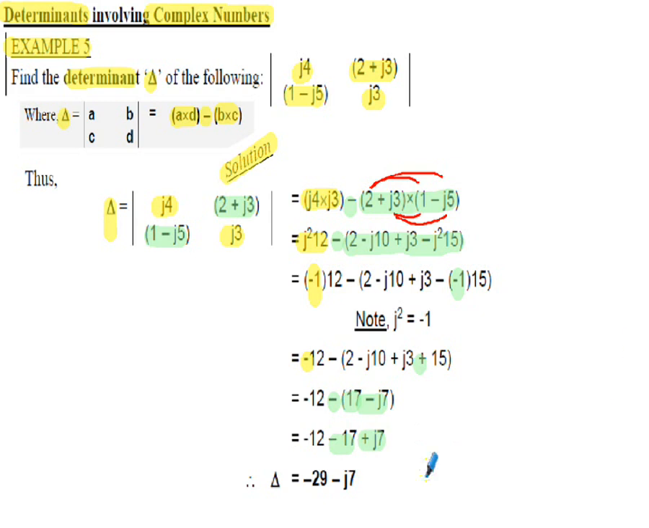That simplifies ultimately to a determinant of negative 29 minus j7. So that's the determinant for example 5.